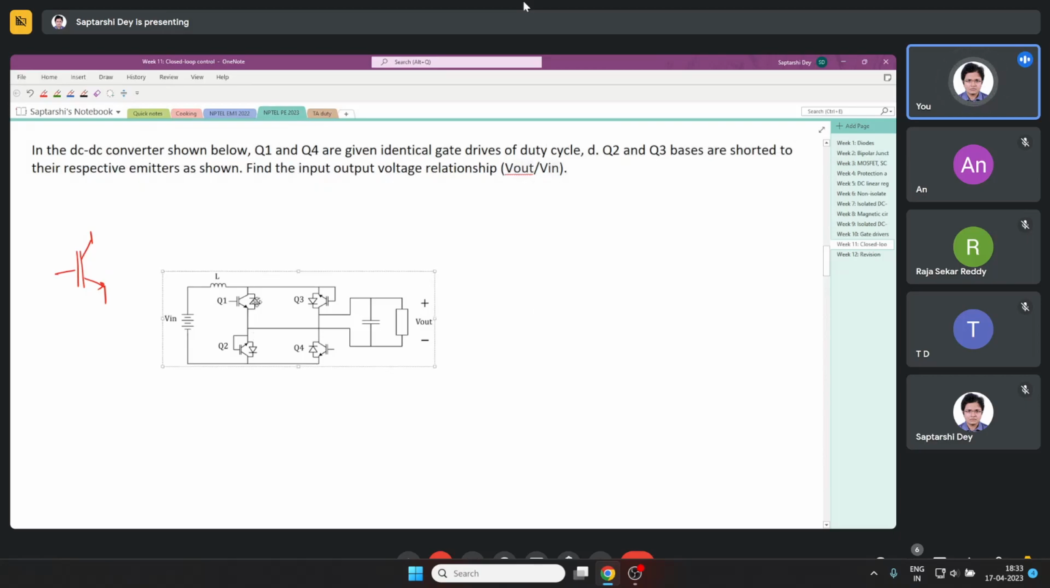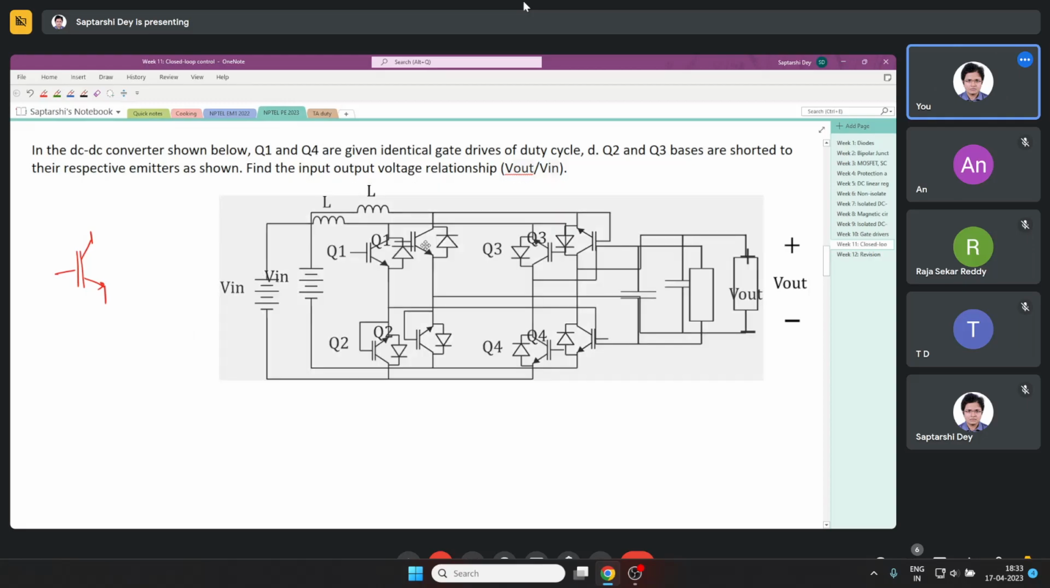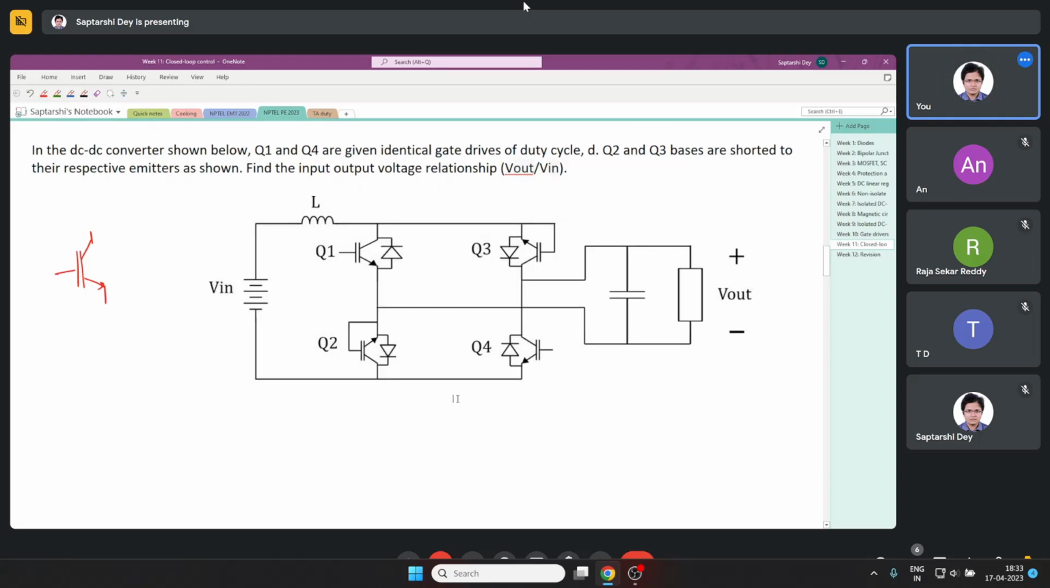Now, why am I telling all this? Let me make this diagram bigger for you. Q1, Q2, okay, they are being gated. So, DC-DC converter shown below, Q1 and Q4 are given identical gate drives of duty cycle D. Q2, Q3 bases are shorted to their respective emitters as shown. Now you see, what I said is that an IGBT is a voltage driven switch. What does it mean? It means that it has a capacitor here.